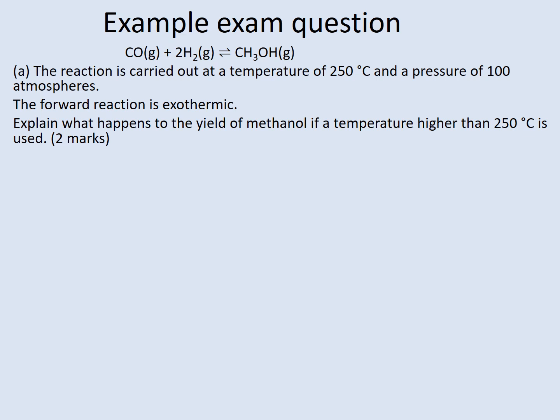Okay, so here's the same question. I've chopped a little bit out, but the actual mark scheme says this. Explain what happens to the yield of methanol. If it's a smaller yield, well, there is, yes. So the yield will go down. Allow less methanol produced. Yeah, fair enough.